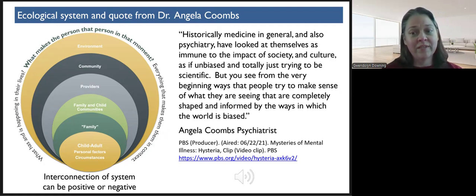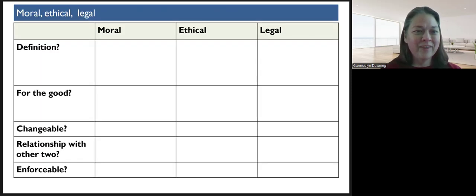And what Dr. Coombs said takes us to that interconnection in the ecological system. Okay, so if we're going to be ethical, we need to define what that means, and we're going to broaden our discussion to include moral and legal.